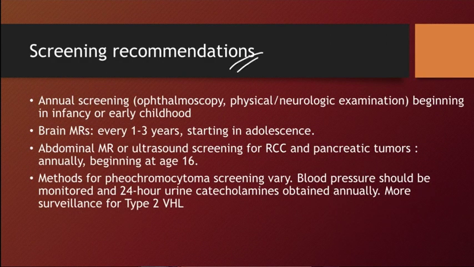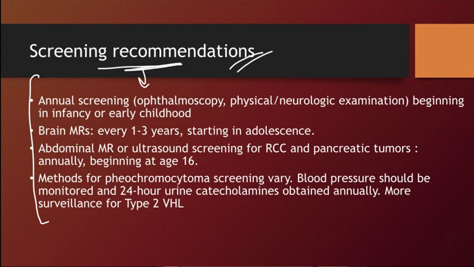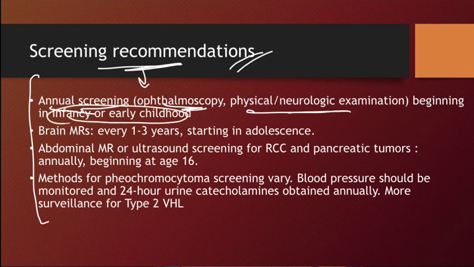Now, this is not very important for you to remember, but just keep in mind what the screening recommendations are for patients in VHL. Because there are particular guidelines, I am talking about them here, whereas for other syndromes, they are not well published guidelines. So, what are the screening recommendations in patients with VHL? They will undergo annual screening, that is ophthalmoscopy for retinal angiomas, physical and neurological examinations beginning in infancy or early childhood if there is a known family history.